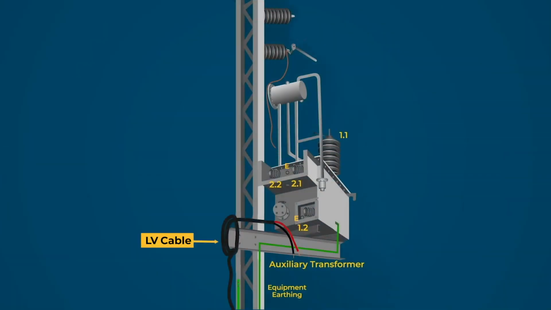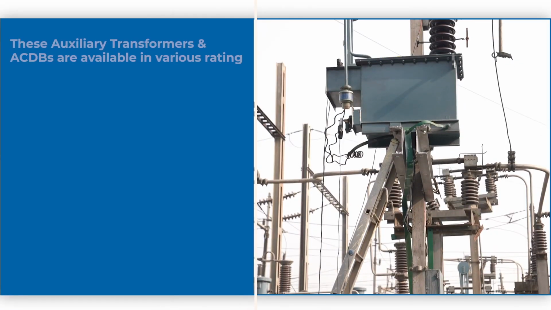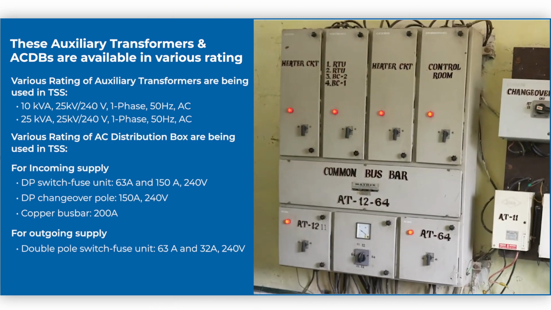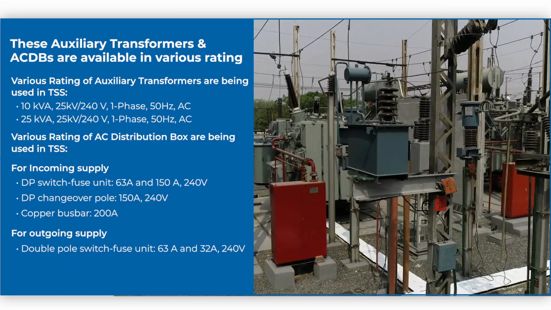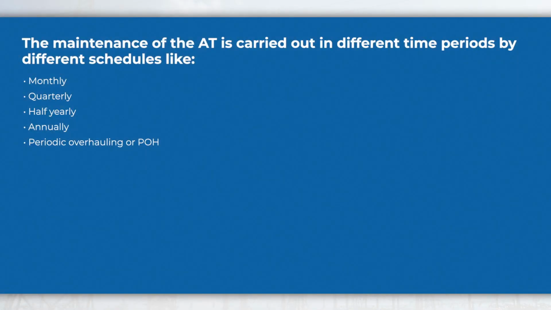ATs are provided on the mounting structure with DO fuse assembly. These auxiliary transformers and ACDBs are available in various ratings. The maintenance of the AT is carried out in different time periods by different schedules like monthly, quarterly, half-yearly, annually and periodic overhauling or POH.